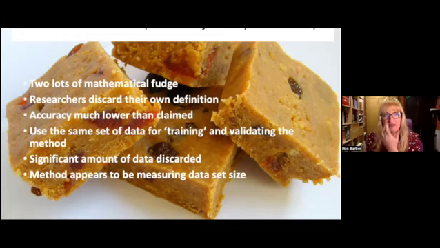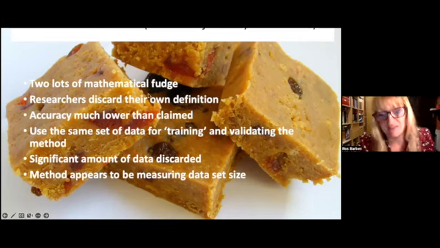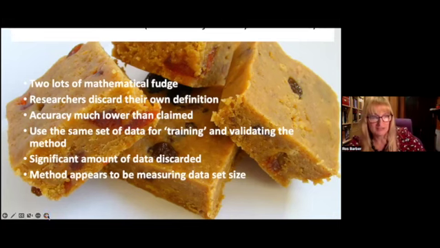They discard their own definition in order to make data fit. Their accuracy is much lower than it's claimed. They use the same set of data for training and validating the method, which is unscientific and wrong. A significant amount of data is discarded in the process, and the method appears to be, in short, measuring data set size. And when you're measuring data set size, Shakespeare obviously wins, much bigger canon.